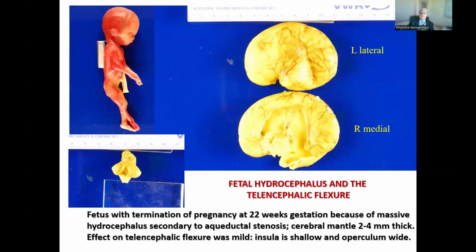Here's another case of more severe fetal hydrocephalus in a fetus at 22 weeks gestation who had aqueductal stenosis and massive fetal hydrocephalus with a very thin cerebral mantle. But the effect on the telencephalic flexure was mild, and the insula is shallow, but it is formed. You can see it here, in the lateral view on this brain.